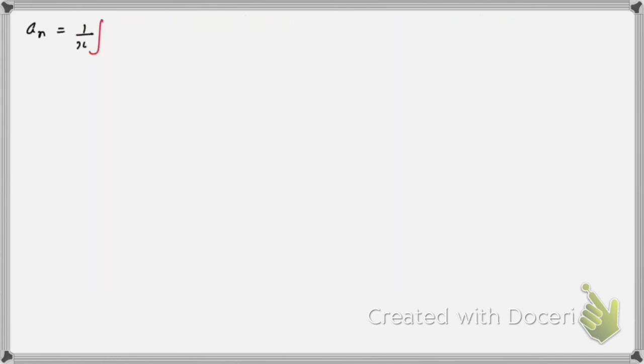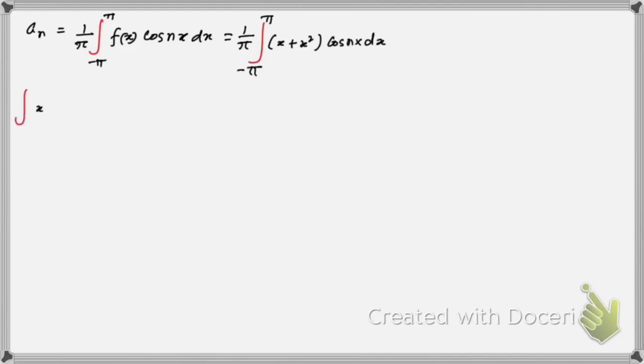So now how to find an? Again 1 by pi, minus pi to plus pi, f of x cos nx dx, right? This is how we used to find an, right? So if you remember, now here let me put the function f of x, that is x plus x square, here. So now you can see, consider this one as u, this one as v. If you apply the product rule, then what you will get, just wait.